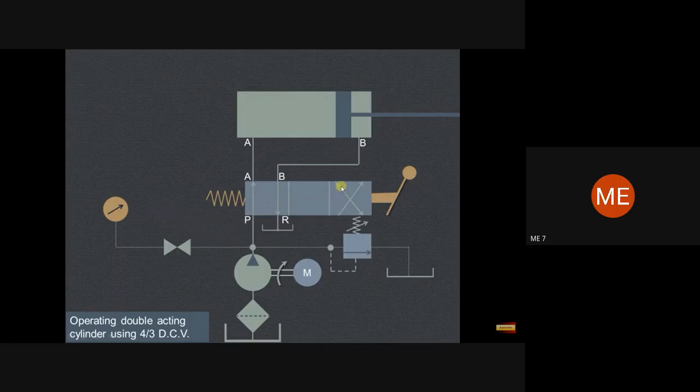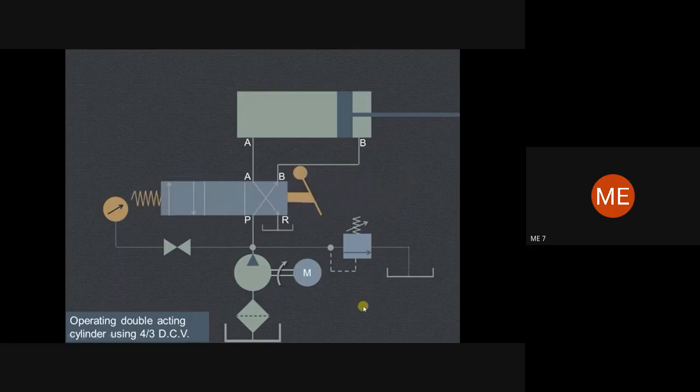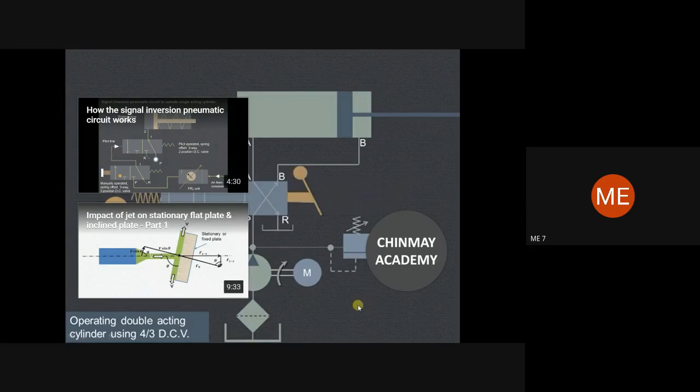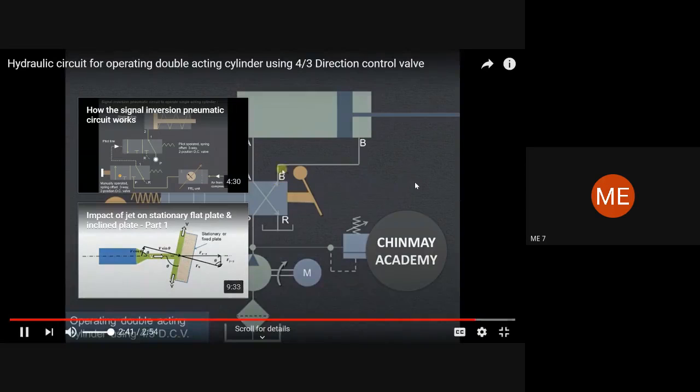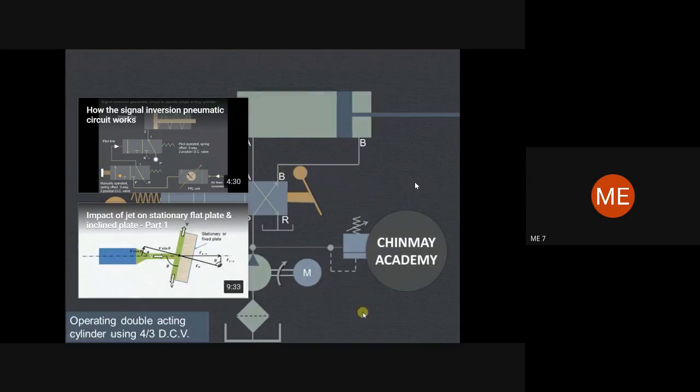Now let us see what will happen when we are in the right envelope mode. At that time, the fluid will enter into port B and then it will cause the retraction of this particular piston. So in this way, we can operate this particular double acting cylinder using a 4x3 direction control valve.